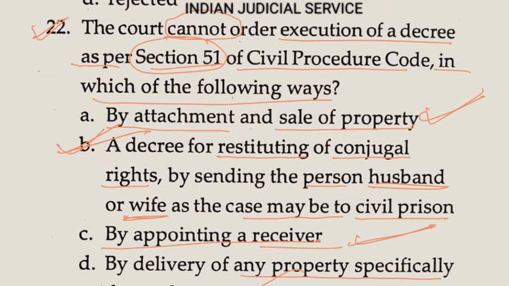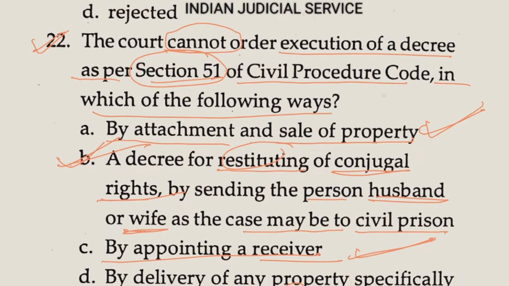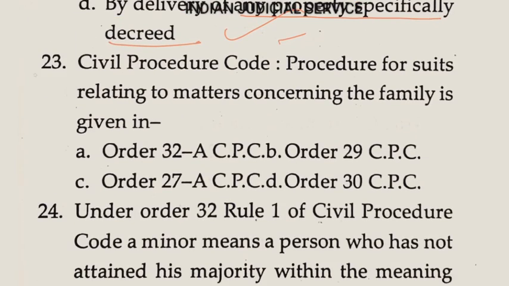And the execution of a restitution of conjugal rights decree is provided in Order 21, Rule 32 is important here. So Rule 32 relates to the decree for restitution of conjugal rights. Now question number 23, Civil Procedure Code. The procedure for suits relating to matters concerning the family is given in Order 32A. So the answer here is option A.